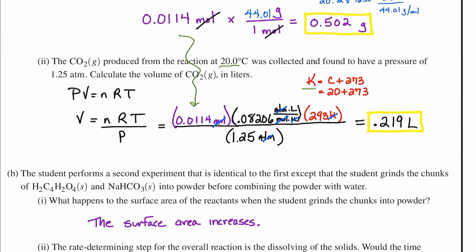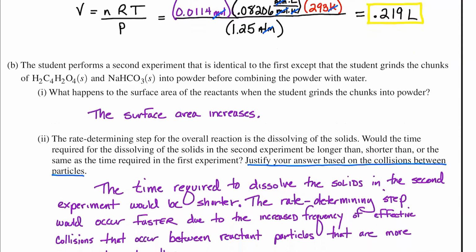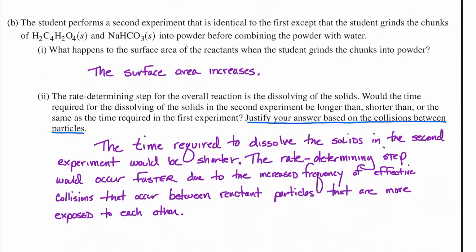All right, so B: a student performs a second experiment that's identical to the first, except the student grinds the chunks of this solid weak acid and this sodium bicarbonate into a powder before combining with the water. What happens to the surface area? Well, the surface area increases. If you're going to make it into smaller pieces, there's, of course, more surface area. There's no explanation needed, and that's all I would think they're looking for.